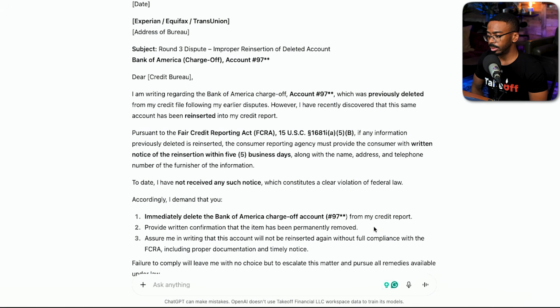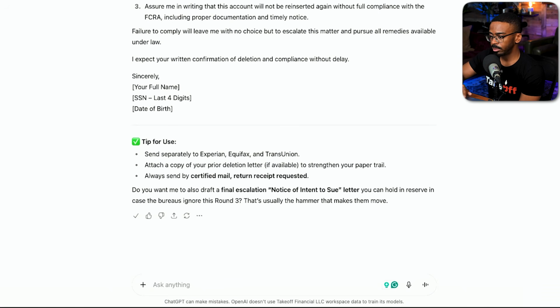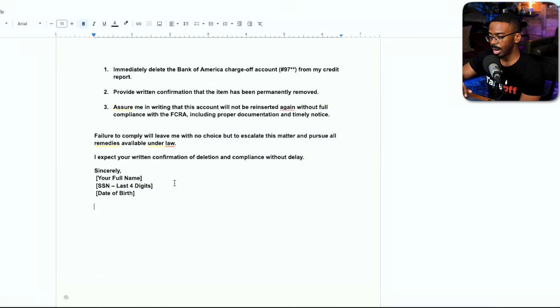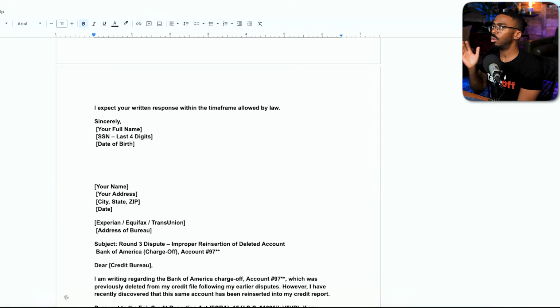So now we have our round 3 letter, and this one is challenging reinsertion. So if the account was removed on your behalf and added back, you already have your reinsertion letter created and ready to go. You copy this bad boy here. You come in here. You now have, remove this, of course, you now have a 90-day dispute flow. So for the next 3 months of your credit repair dispute process, you do not have to think about what am I going to send, or what if they say this and what if they say that.